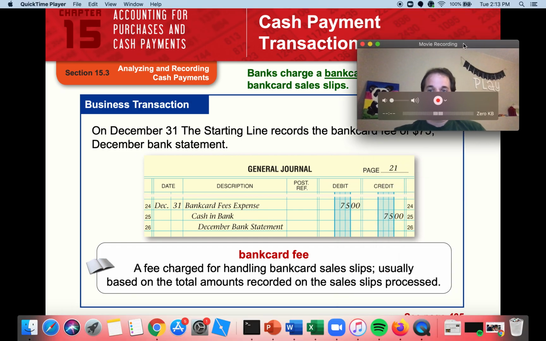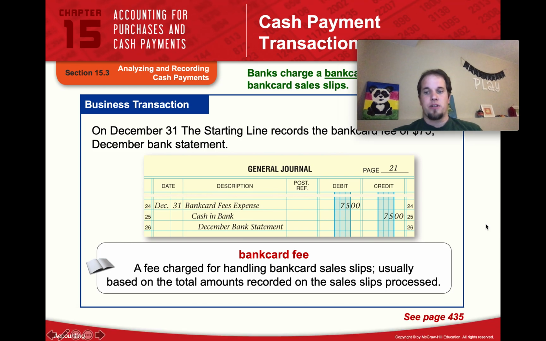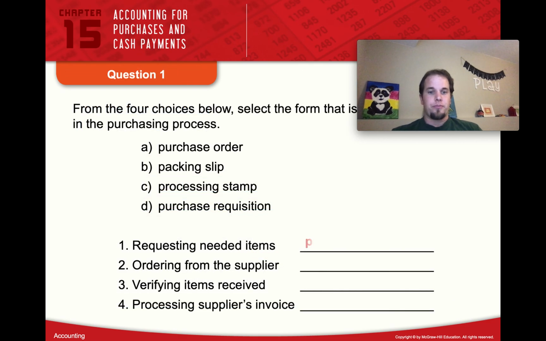And here's further detail on a bank card fee. Again, every time you use the card for a certain transaction, it's being charged a fee.